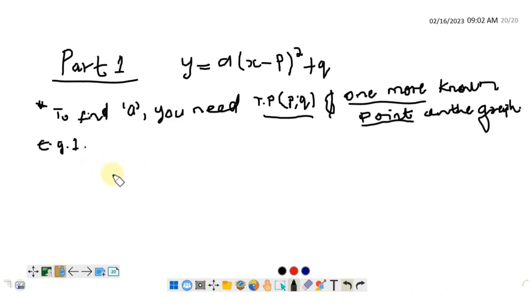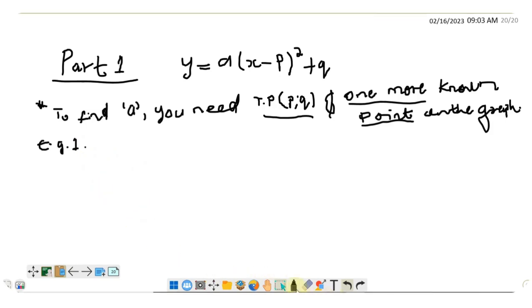So let us look at the first example. For the first example, they are given a graph. Oh guys, forgive me for that. I went far on the side.